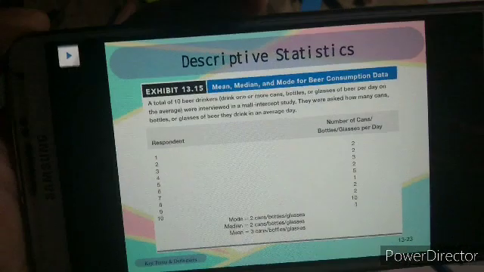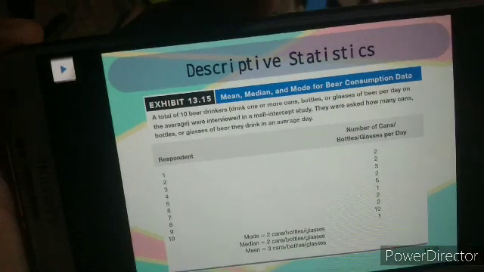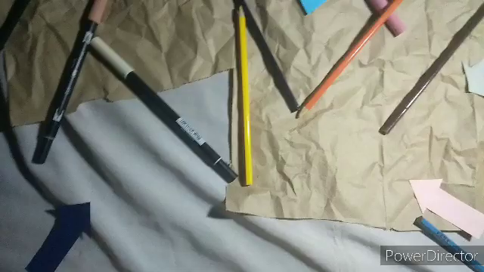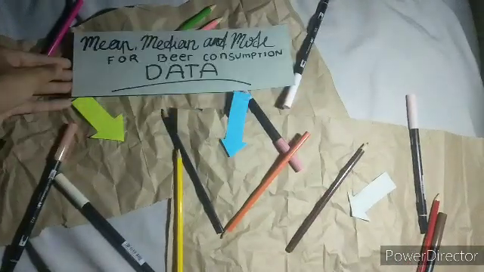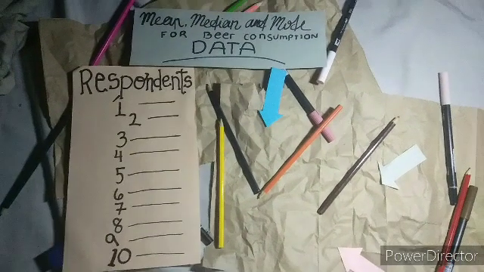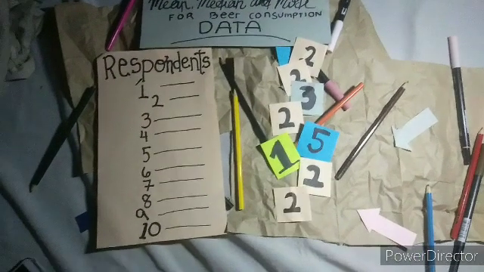For example, the mean, median, and mode for beer consumption. A total of 10 beer drinkers were interviewed in a small intercept study. They were asked how many cans, bottles, or glasses of beer they drink in an average day. So this is the example of the mean, median, and mode for beer consumption data. On the right is the total number of respondents from 1 to 10, and on the left is the number of cans, bottles, or glasses per day.